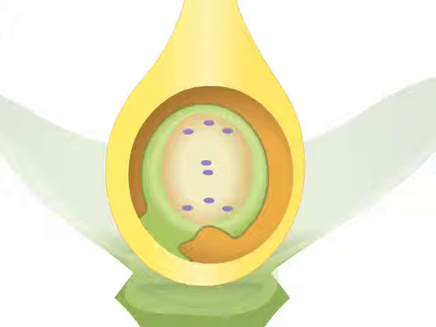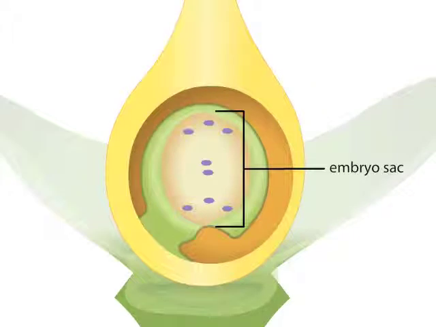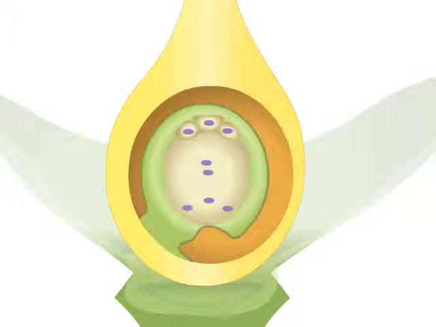Cytoplasmic divisions do not immediately follow the nuclear divisions, so the 8 nuclei initially share the same cytoplasm. This multinucleate structure is called the embryo sac. Within the embryo sac, cell walls form between most of the nuclei.